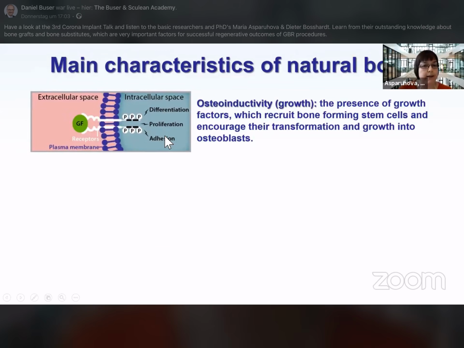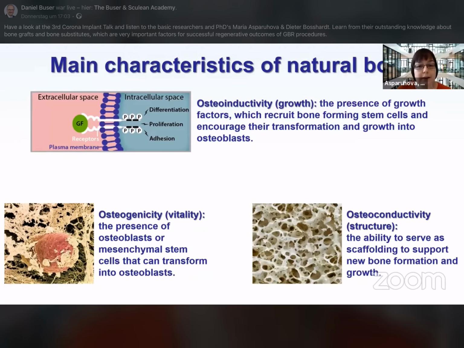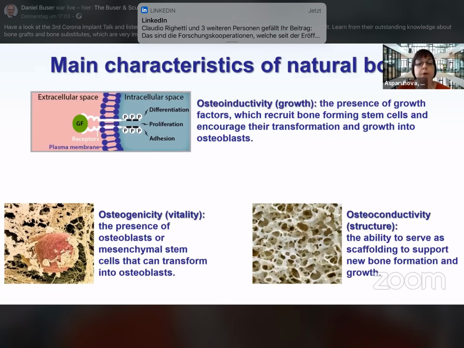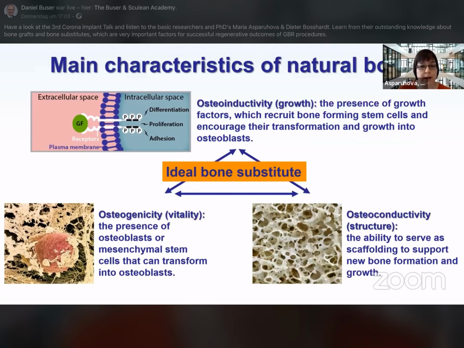The presence of growth factors, which then recruit bone-forming stem cells and encourage their transformation and growth into osteoblasts, is a major characteristic of natural bone. Natural bone has two other characteristics: osteogenicity, defined by the presence of osteoblasts or mesenchymal stem cells that can transform into osteoblasts, and osteoconductivity, that is determined by the ability to serve as a scaffold to support new bone formation and growth. These three main characteristics of natural bone make an ideal bone graft.